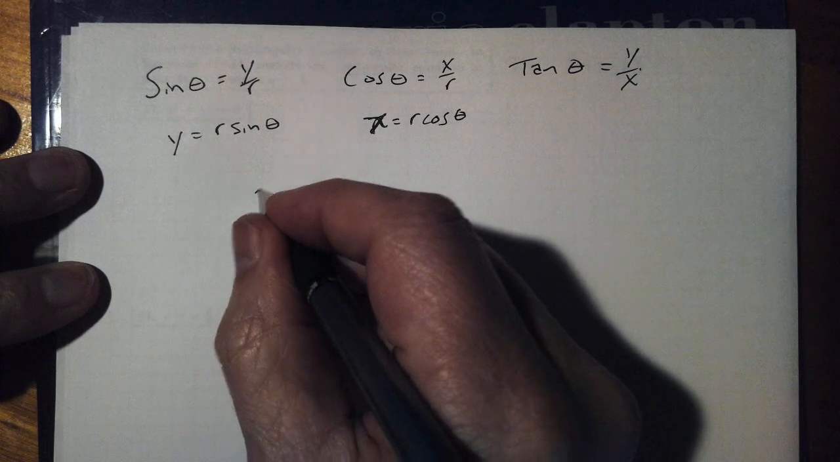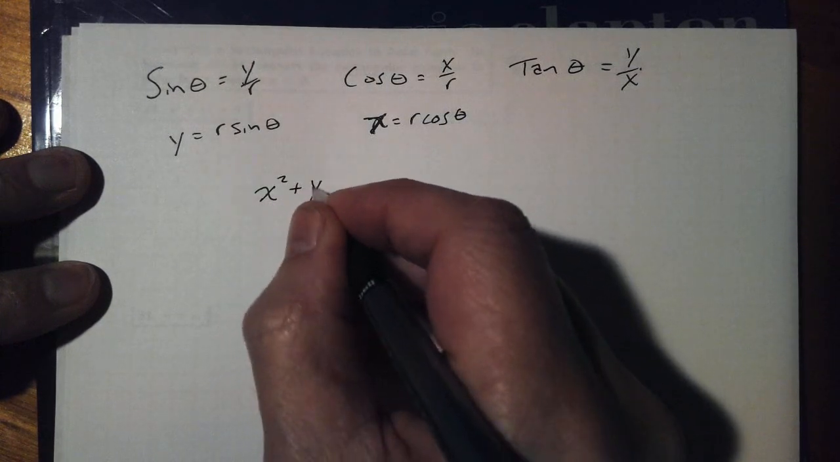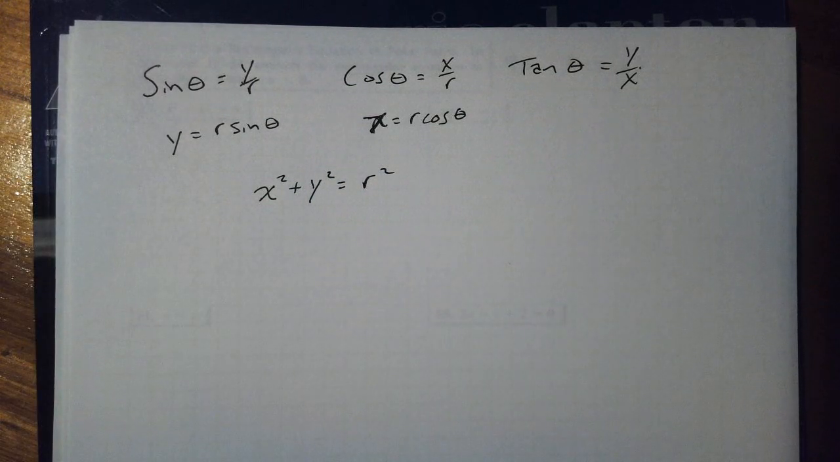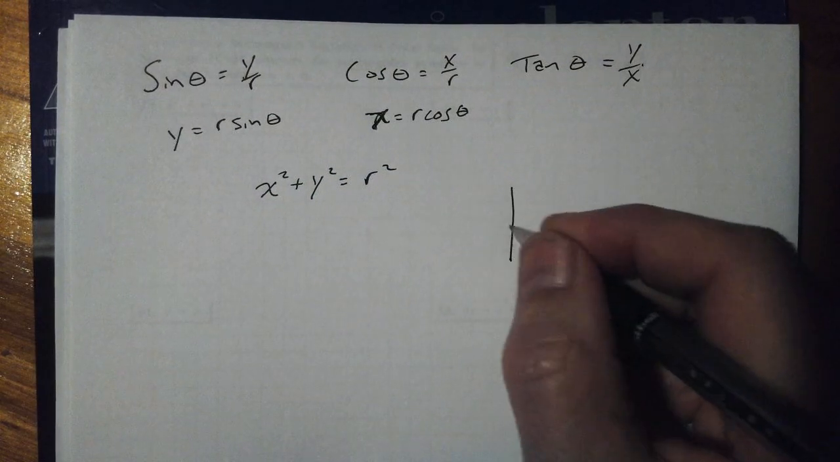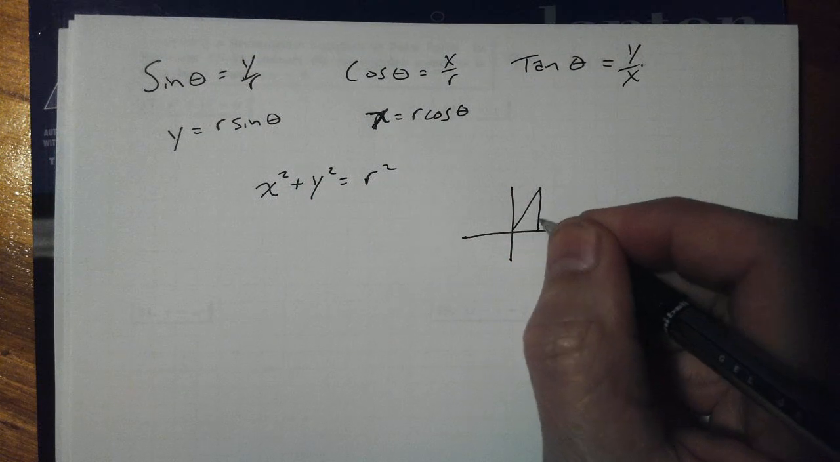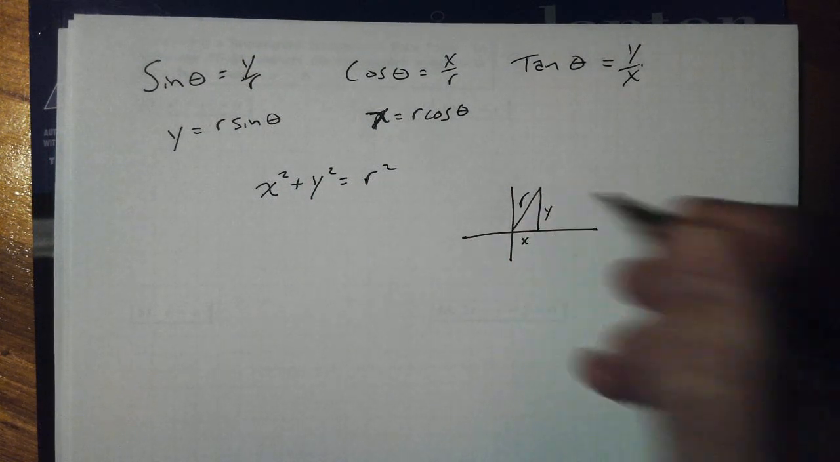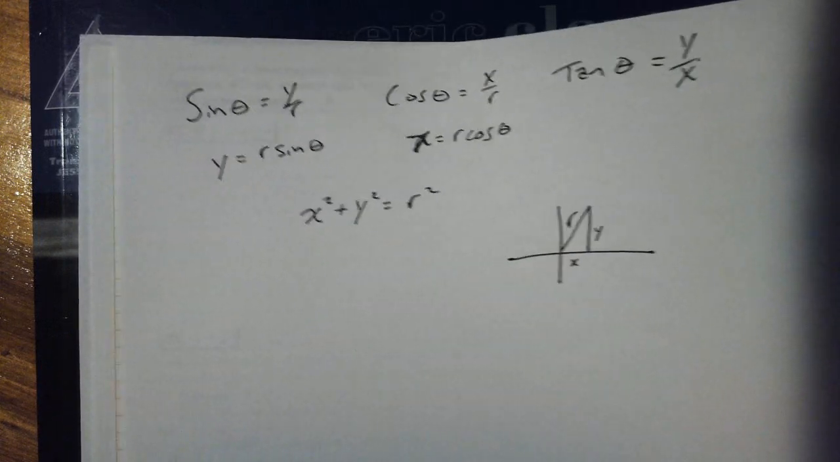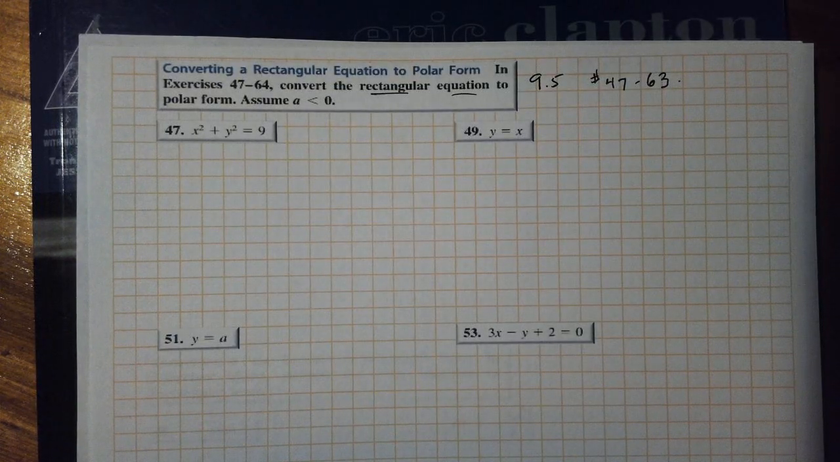And one other thing we know, x squared plus y squared equals r squared. Any place we build those, we get an x, we get a y, and we get an r, and we're always in that Pythagorean relationship. So let's go ahead and get started with this.